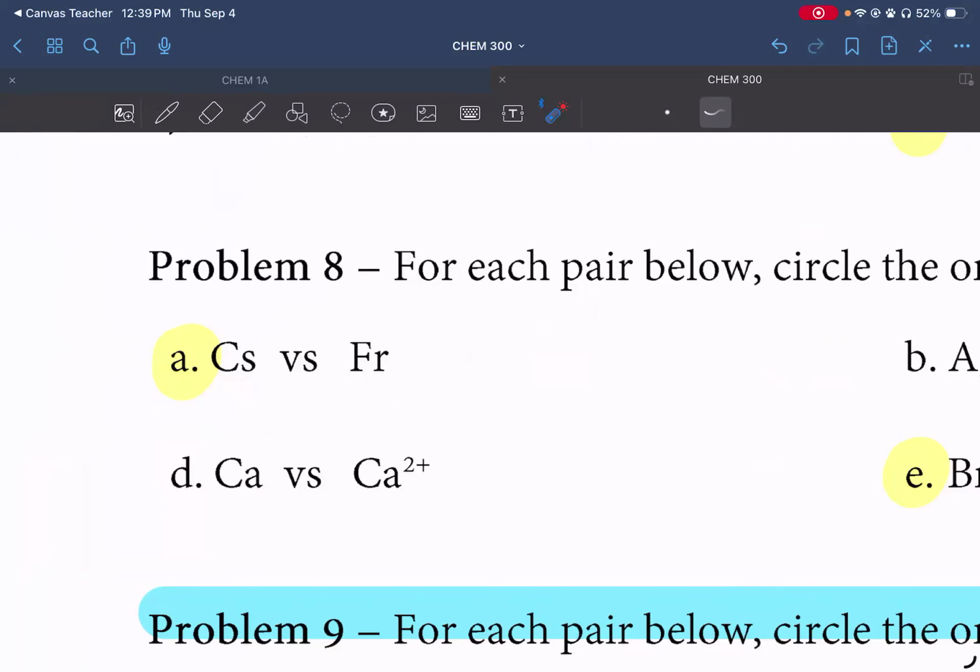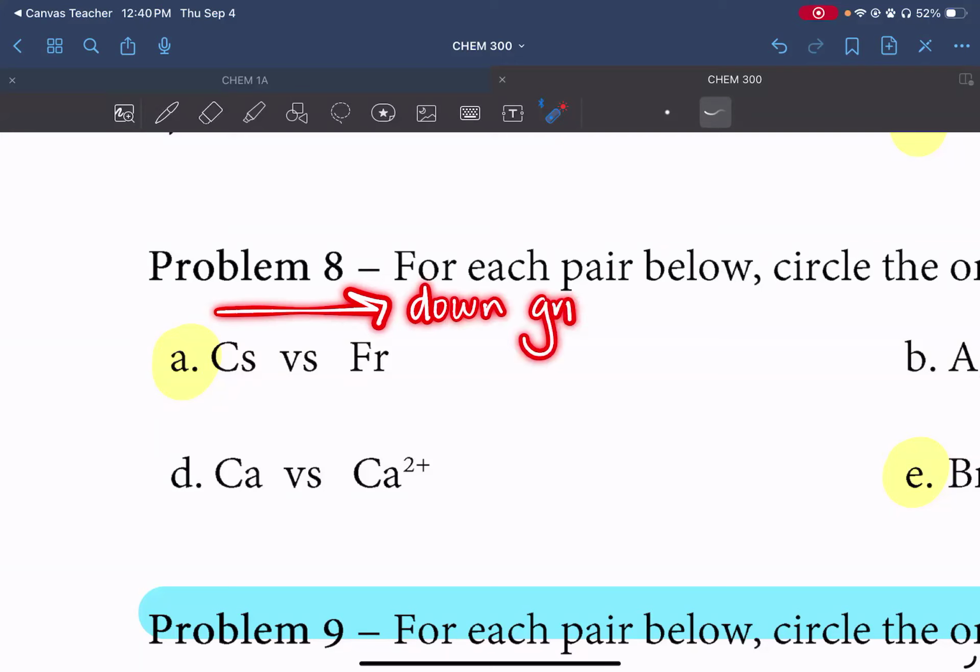Starting off, we have A, Cs versus Fr. Please try to find those on the periodic table. They'll be very close together. It'll be in the bottom left corner. It'll be in group 1, Cs and Fr. This is a situation where, as we go from Cs to Fr, we are going down the group. As we go down the group, we get larger. So which one's larger? Francium.